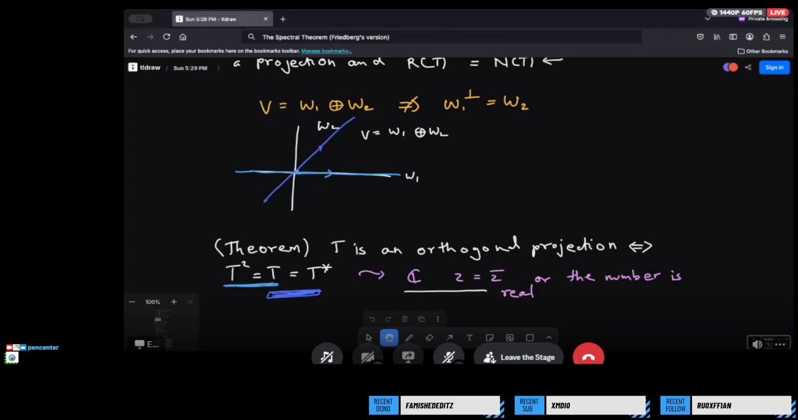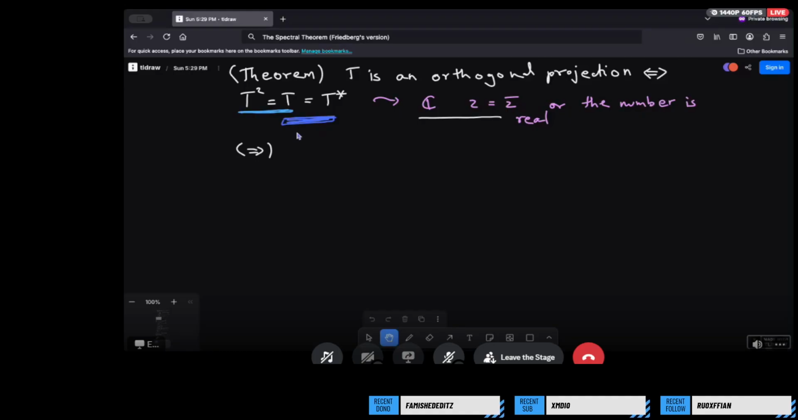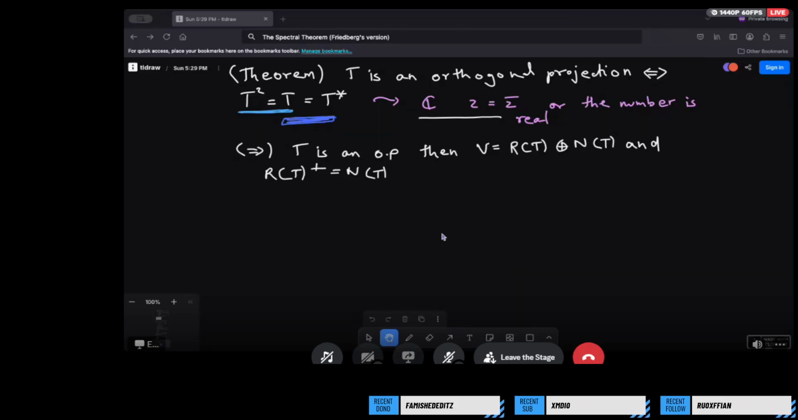So let's prove this, right? The forward way, as always, is easier. I mean, not always. So suppose T is an orthogonal projection. Then we have that V is equal to the range of T direct sum the null space of T, and the range of T perpendicular is the null space of T. This is what we have, and we would like to show that T squared is equal to T is equal to T star. We already have the fact that T squared is equal to T, just from the fact that it's a projection. So all that's left is to show T is equal to T star.